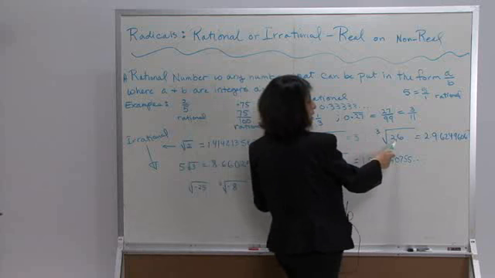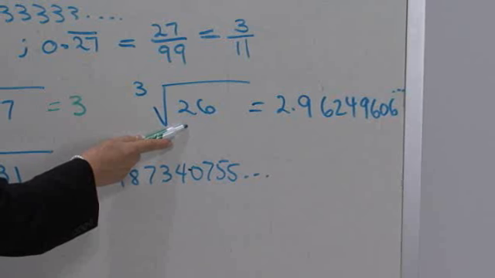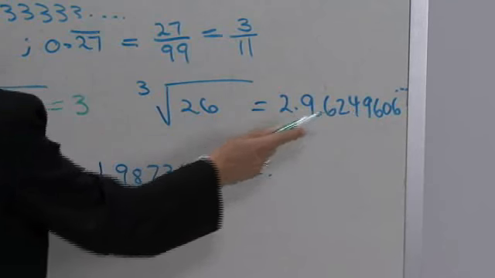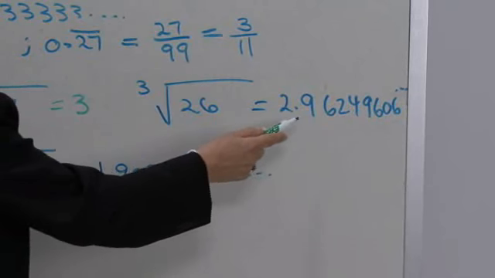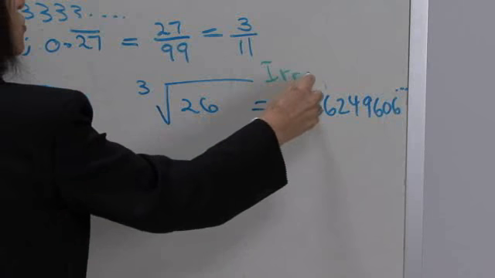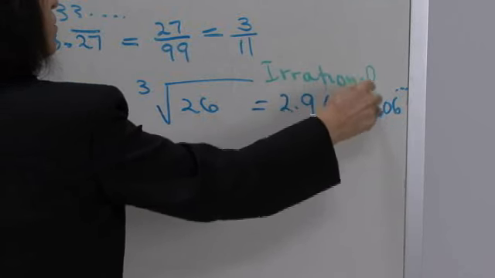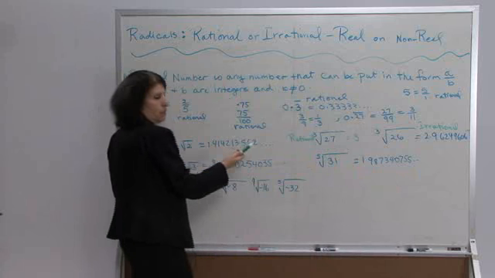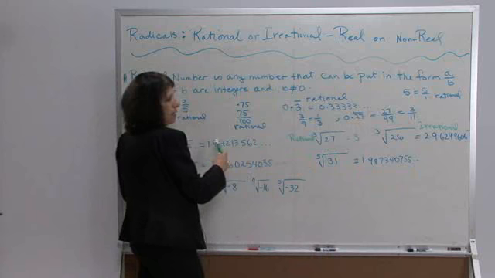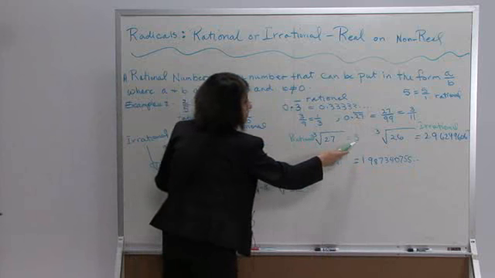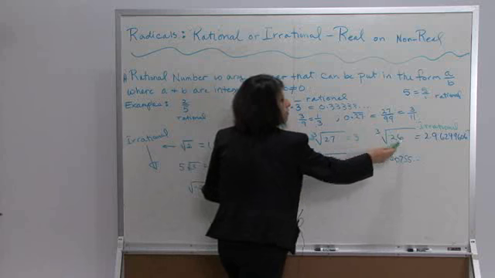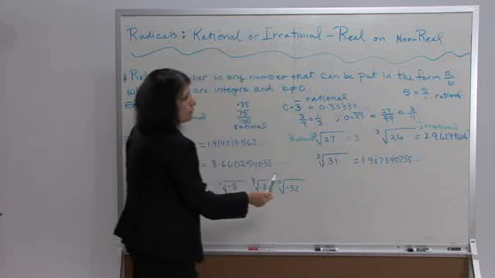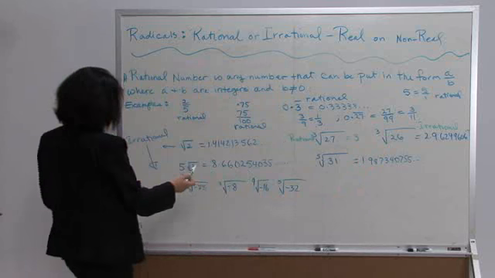While the cube root of 26, 26 is not a perfect cube. And when you evaluate the cube root of 26, it's going to give you digits that do not repeat, do not terminate. So this is irrational. So you probably got the point by now. If you have a perfect square under the square root, it's going to give you a terminating decimal, which can be put in fraction form. But when you have a number that cannot be simplified under the radical, then it's going to be irrational.